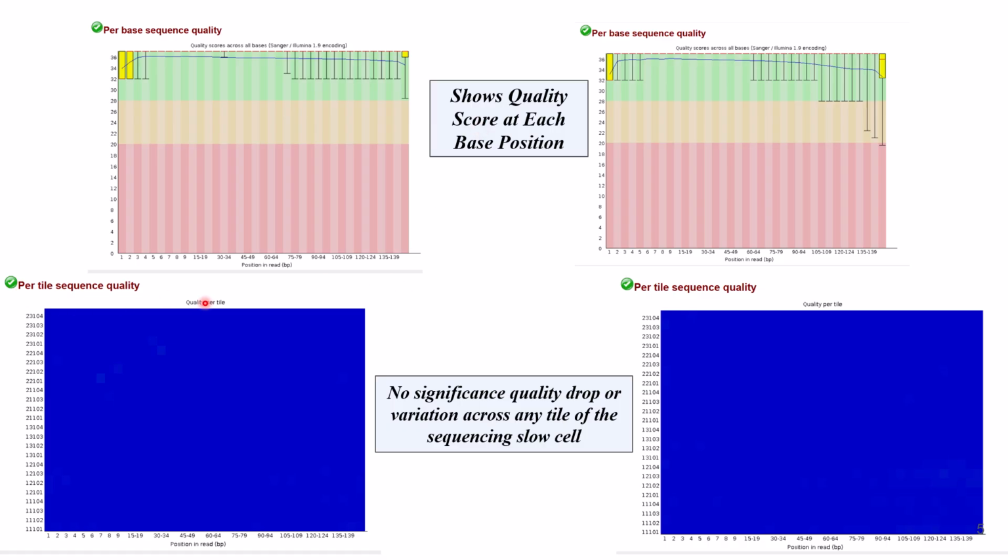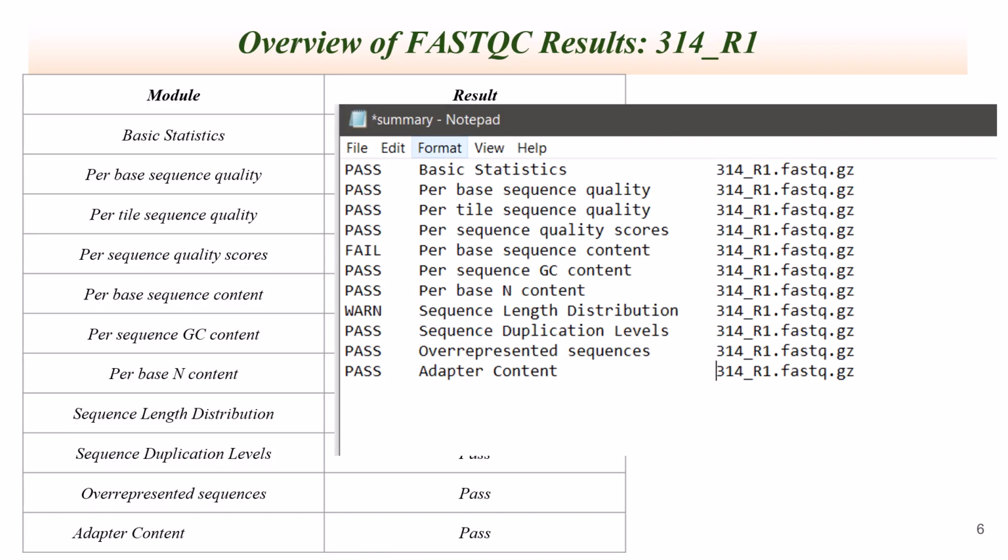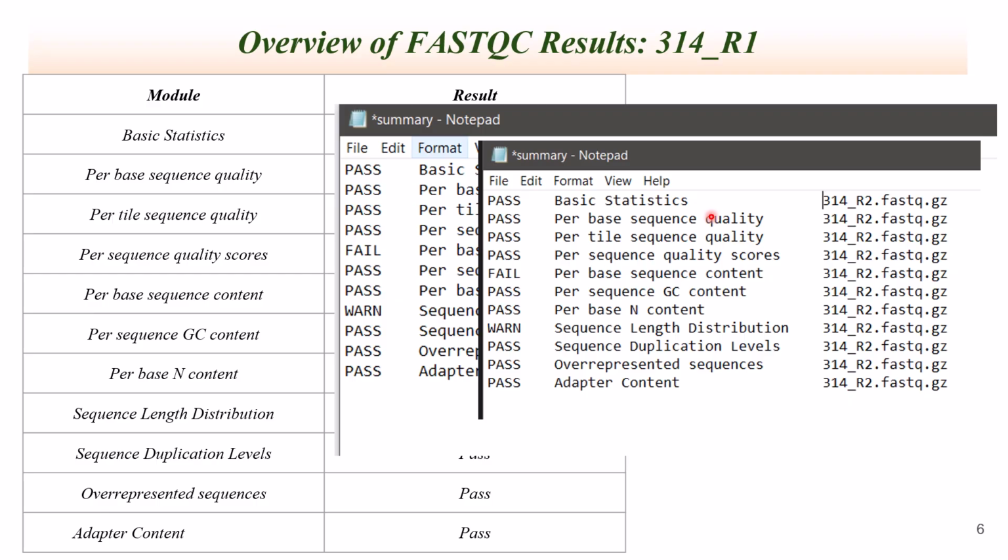For per tile sequence quality, there's no drop in per tile quality, also giving us the result that our data was done in a good manner and is good for further downstream analysis. The other results we got from FastQC also show that our data passed most of the tests and was good for further analysis, and we moved on with our analysis.